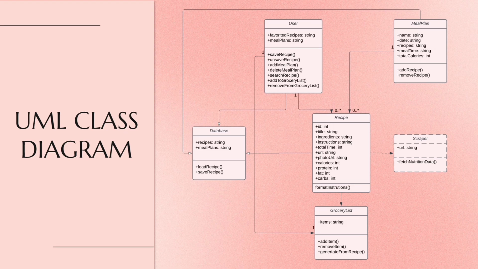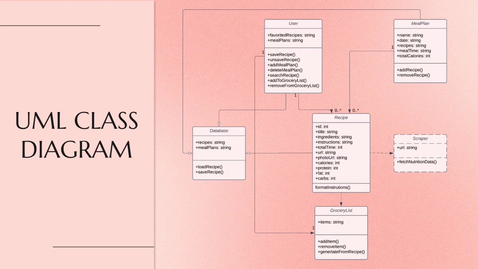Now those last 4 actually rely on the dependency to the right, which is scraper. This scraper takes the URL as a string and then fetches the nutritional data off of it, which we'll discuss a little bit later. Okay, and then we have our user.